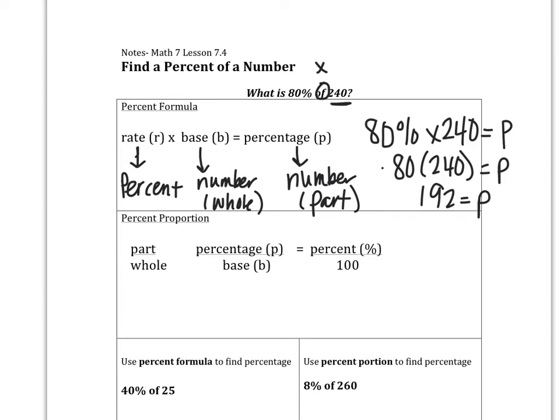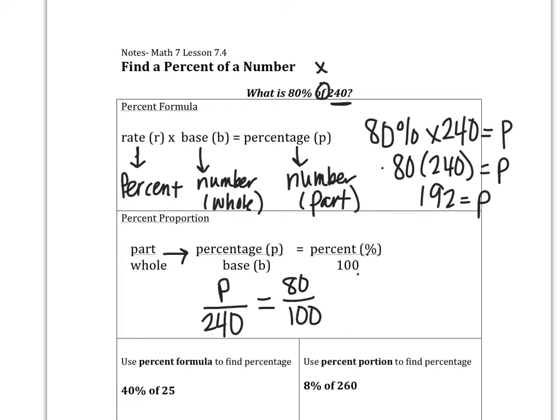So let's take a look at a different way to do it, and that is the percent proportion. This is using a part to a whole. So what that means is we're going to take our percentage over our base, and that's going to give us the percent over 100. This is what this looks like in that same problem. So the percentage is what we're trying to find. Our base is the number that we started with, so that's 240. The percent is 80%, and it's 80 over 100.